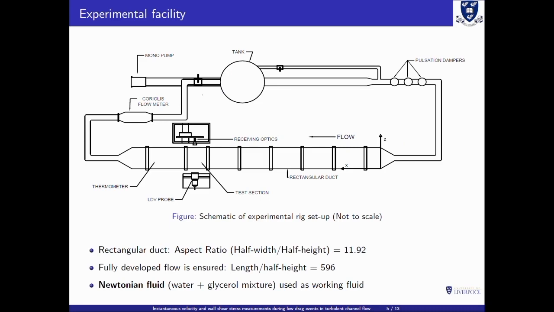We are doing an experimental investigation of this phenomenon in a large-scale channel flow facility, which has an aspect ratio of about 12, and fully developed flow is ensured by keeping a length to half height ratio of 596. Just to emphasize again, we are doing all our experiments without addition of any polymers, and we are trying to see these moments of low drag.